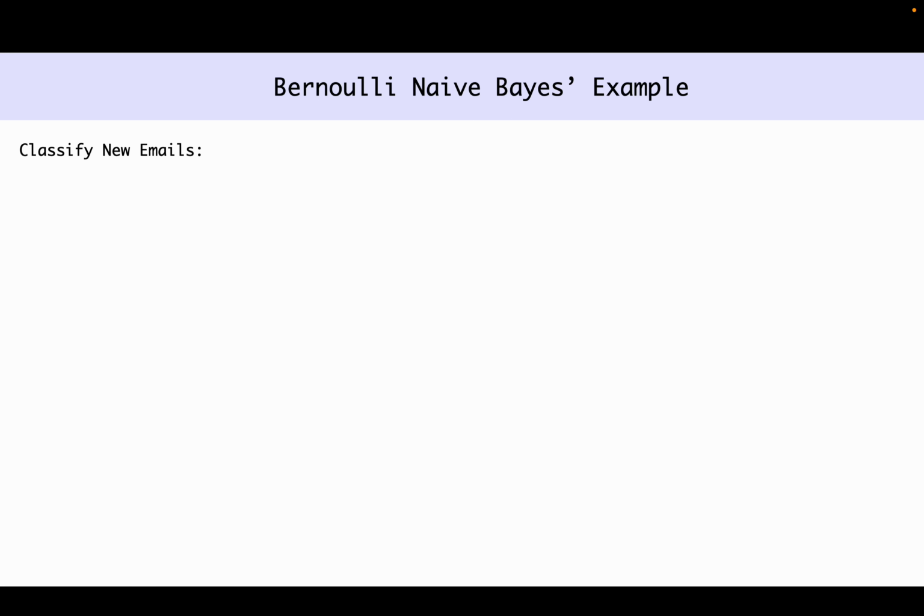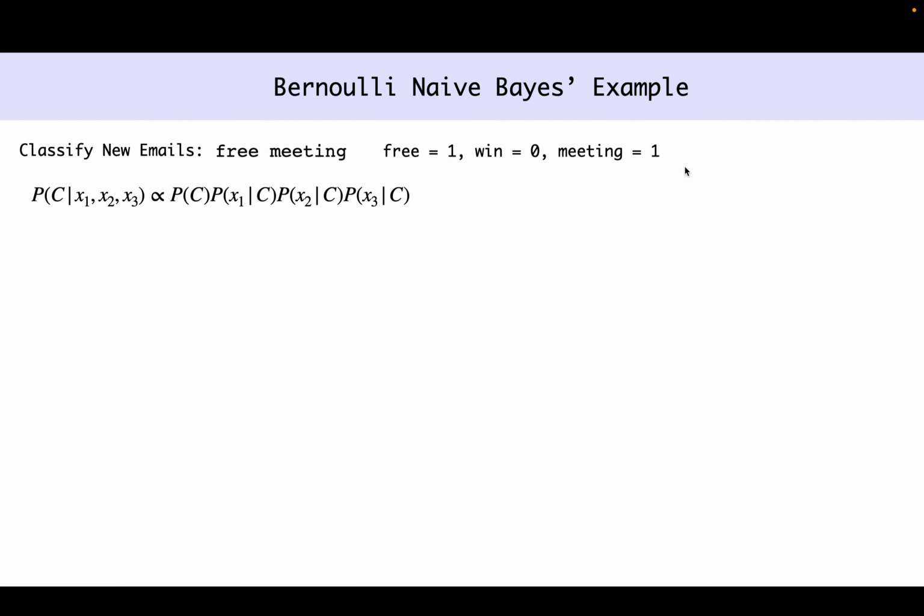We go on to compute the posterior probabilities as follows. This is our new email, free and meeting. We have to classify whether it is spam or normal. So free is occurring once, win is occurring 0 times, and meeting is occurring 1 time. When you compute the posterior score, which is the product of the prior and the likelihood probabilities, and we know that they are independent, so we write it as a product. We compute it for each of these cases.